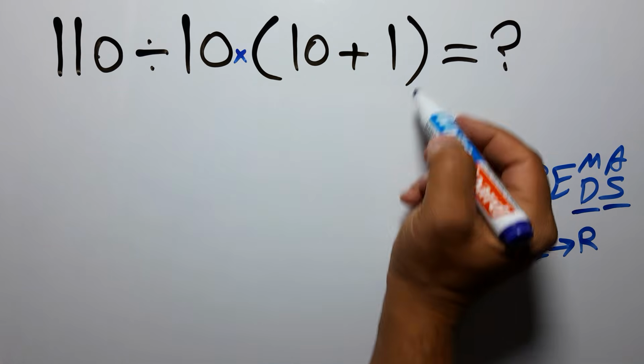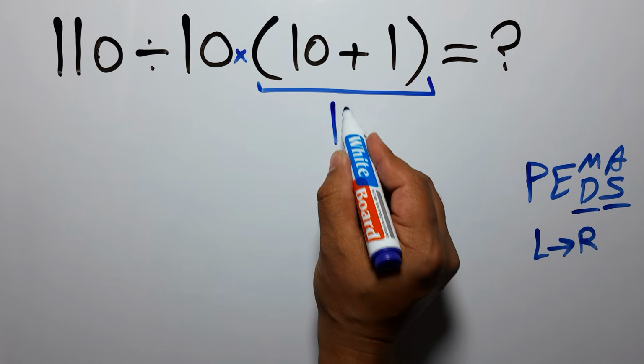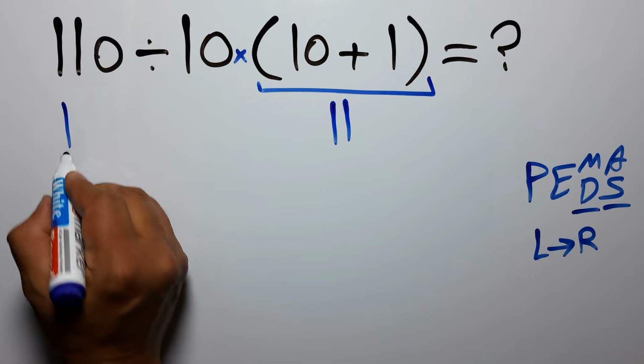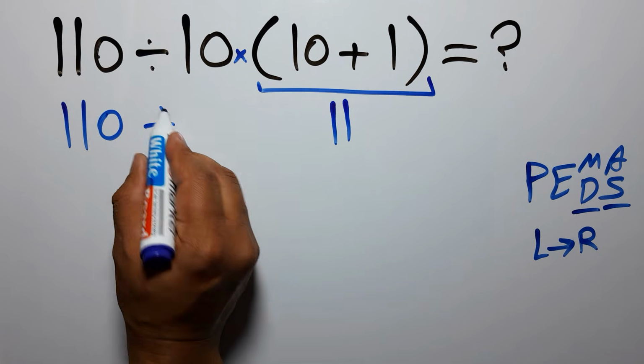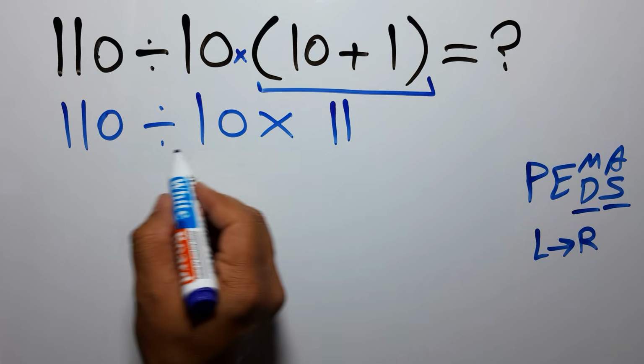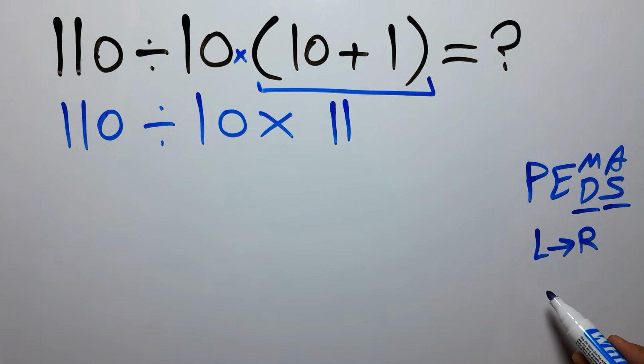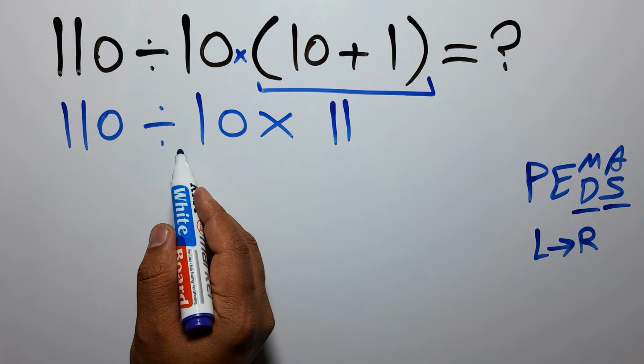So first we have to do this parentheses. Inside this parentheses we have 10 plus 1, which equals 11. So we have 110 divided by 10, then times 11. Now we have one division and one multiplication. As I said, multiplication and division have equal priority and we have to work from left to right. So here first we have to do this division.